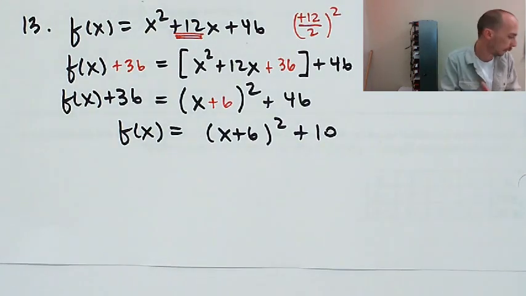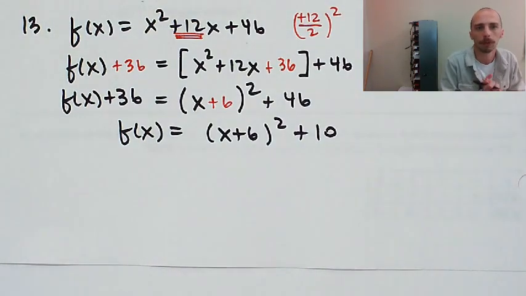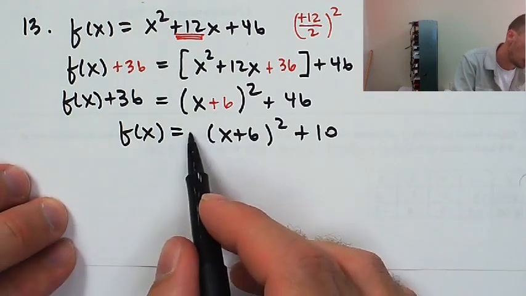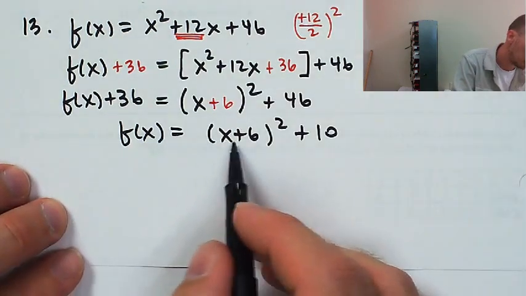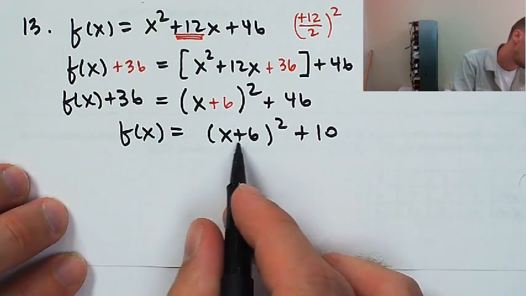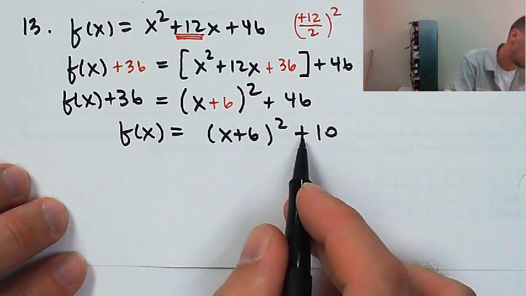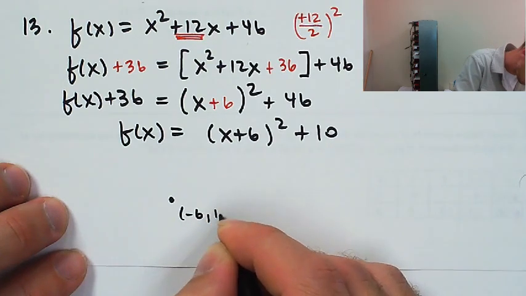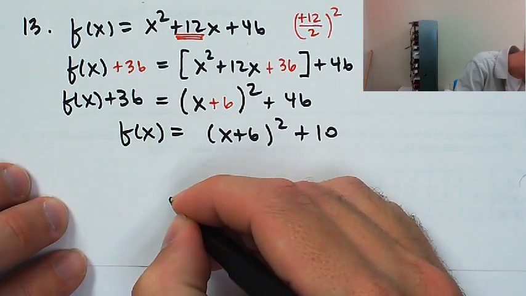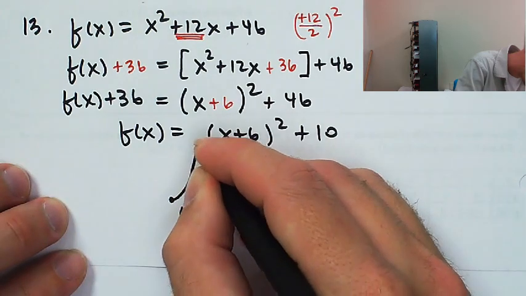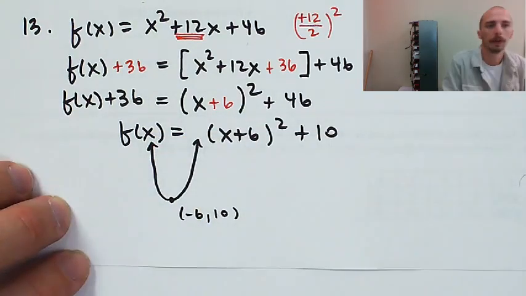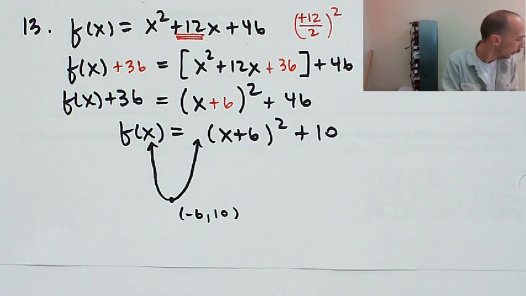Okay, and now I think I should probably sketch the graph to help me draw these conclusions about the maximum and minimum value of f. So this is going to open upwards because it's got this positive 1 times x plus 6 squared. The vertex is going to be where x is -6 and y is 10, and it's going to open up like that. Maybe a little flat in the middle, but it's fine. It's just a sketch, right?